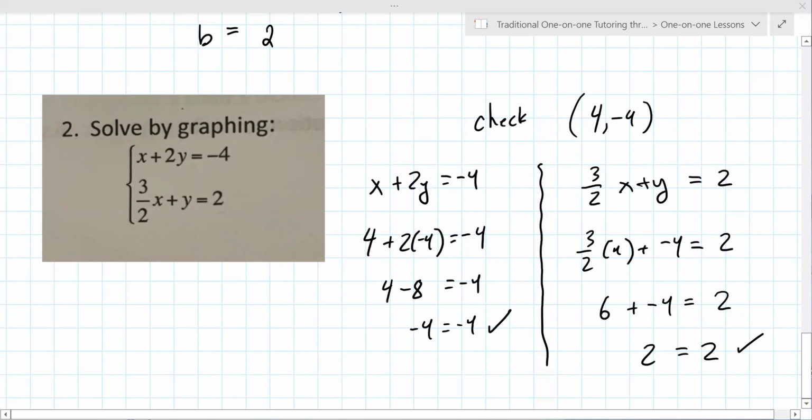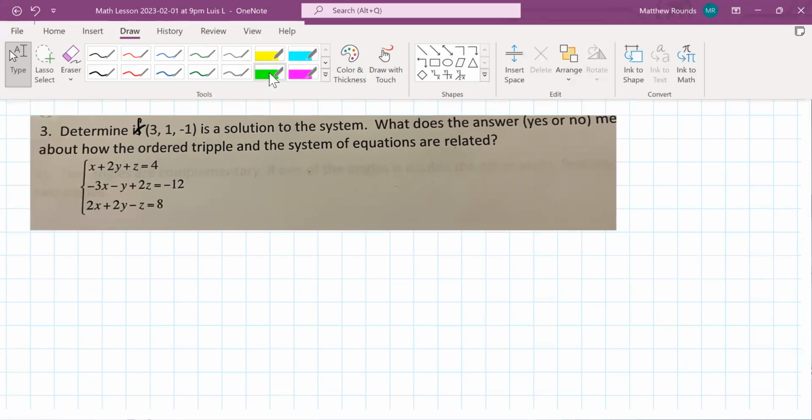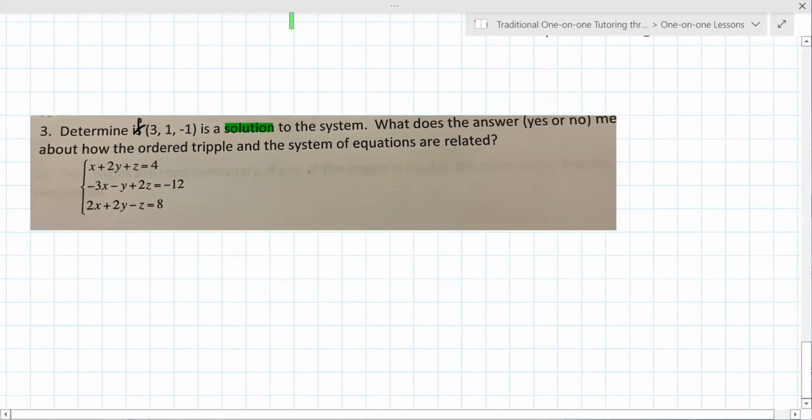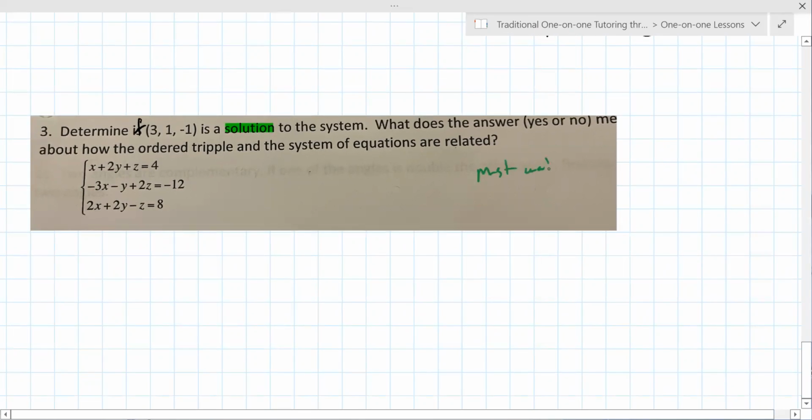There it is. Excuse me. Number 3 is very similar to what we just did, where you're going to check the solution. All right, so here's the problem. It says determine if (3, 1, -1) is a solution to the system. Okay, it's a solution, meaning it works, if it works in all of them. So you might even want to make a note: must work in all.